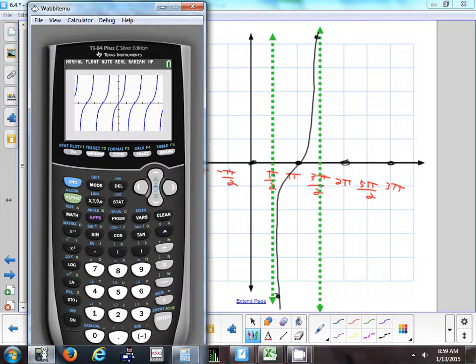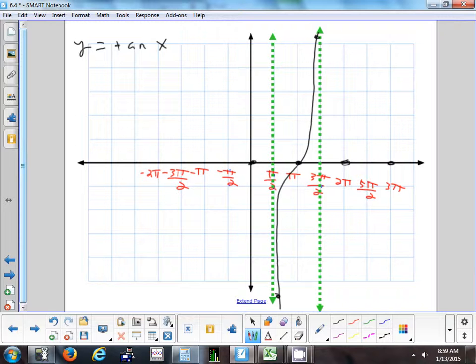Okay? So on the screen here, you're seeing 6 periods of tangent. 5 whole ones and then 2 halves. And we sketched that one right there. Right. Any question on that? So that's your graph of tangent. Okay, very simple to see where it comes from based on using sine and cosine.